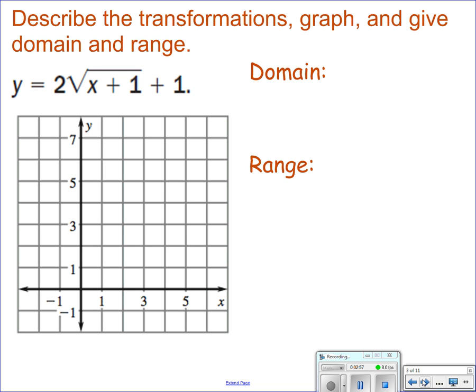Okay, describe the transformations, graph, give the domain and range. Let's give the domain and range after we graph. I think it makes more sense. So this +1 under the radical, that means left 1, it's opposite of what it looks like since it's next to the x's. The +1, that means up 1. And then the 2, it's outside the function, outside your parent function, which is the square root. That is going to be a vertical stretch by 2.